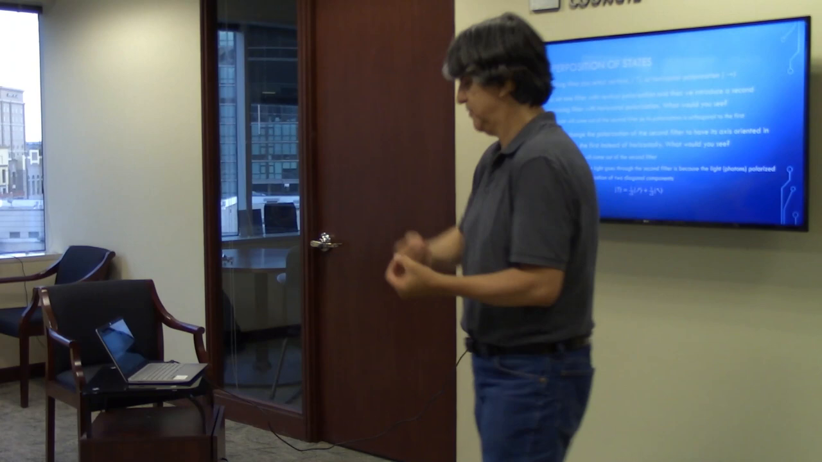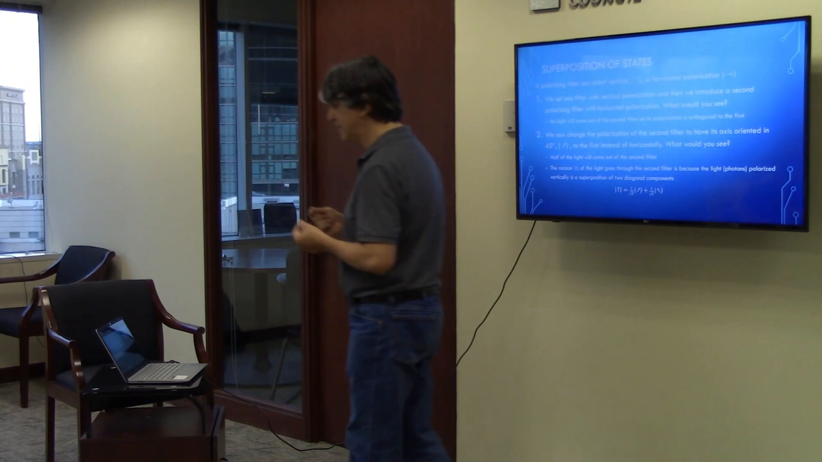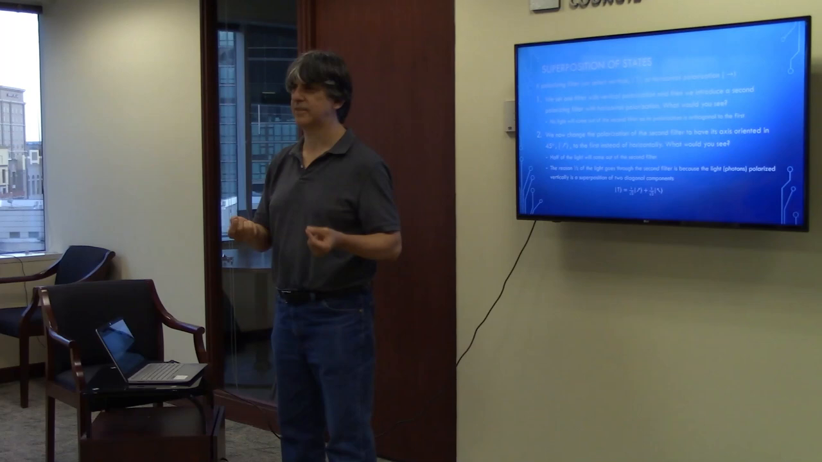When you measure, you get a zero or a one. At that point, all those states that you didn't know about, all this combination, collapses into just one value that you measure, a zero or a one. So that means that quantum computing has this weirdness. You don't know the state of your qubits until you measure.